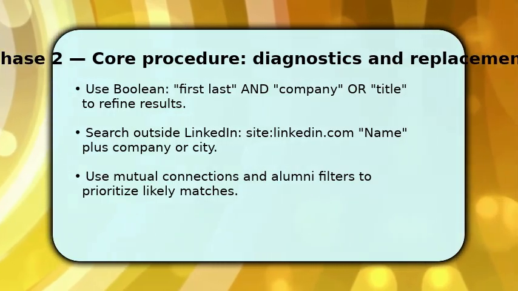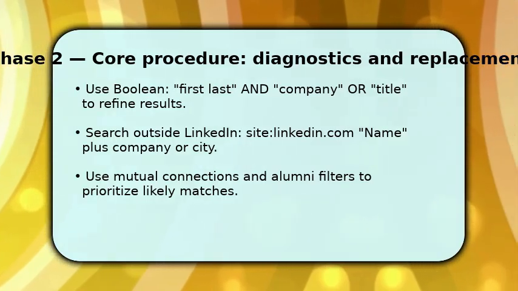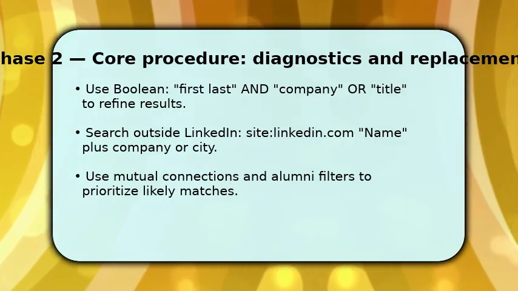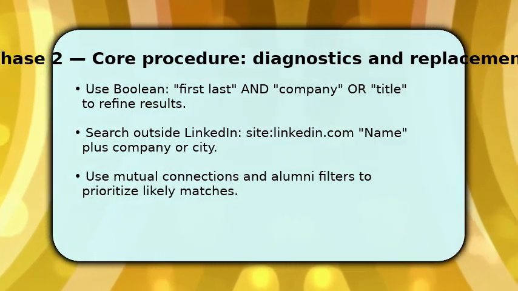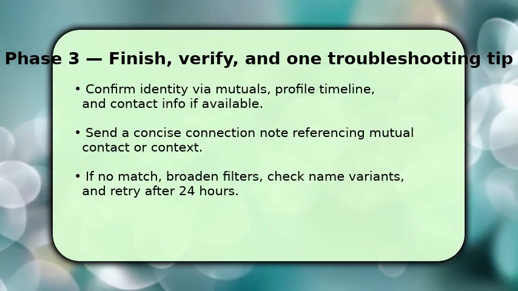Make sure to use alumni and mutual connections filters to rank candidates by likelihood. These signals indicate genuine matches. Finally, compare job descriptions and you're at the finish line. Verify the best candidate by cross-checking mutual connections, work history, and profile dates.